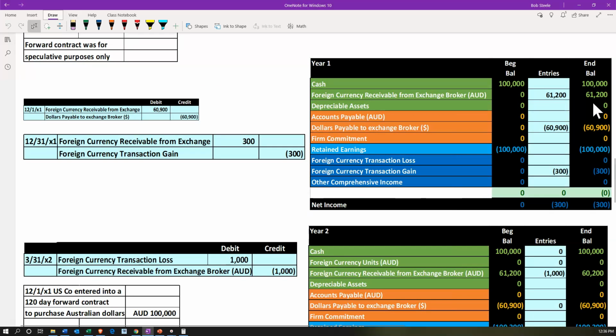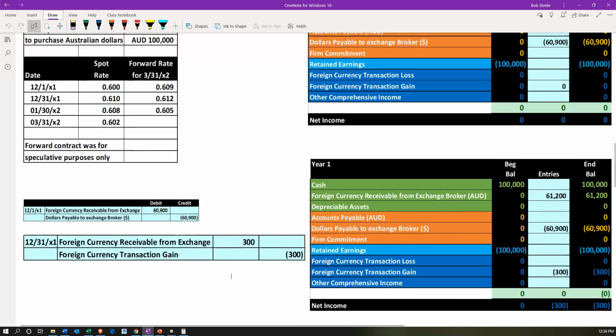Now we're going to say it's 3/31/X2. What should this number be after our next journal entry? Okay, we're going to take out the trusty calculator. We're going to take the 100,000 times, now we're at the 3/31/X2 point, so that's going to be this item. We're at the spot rate right now.